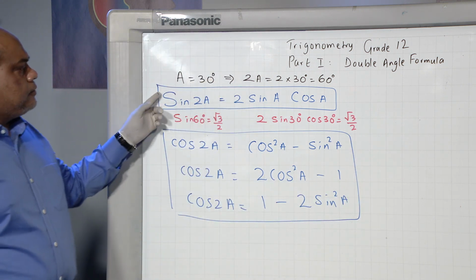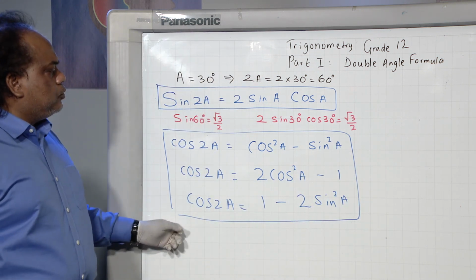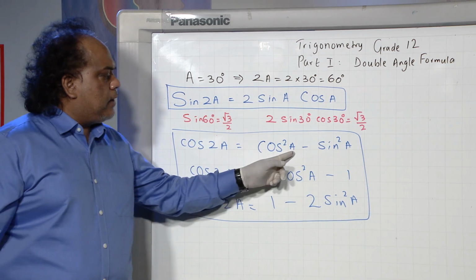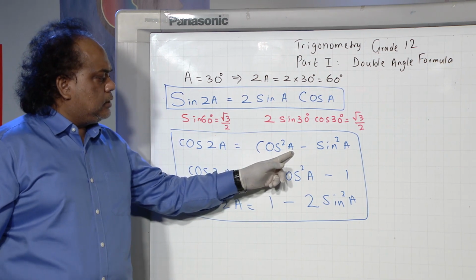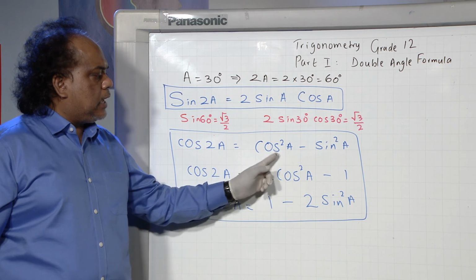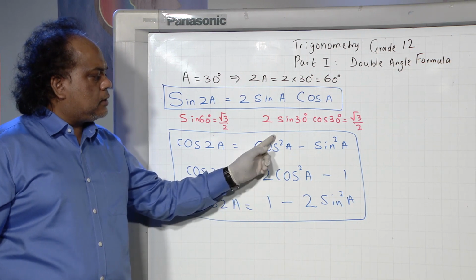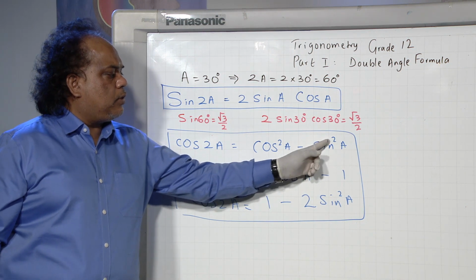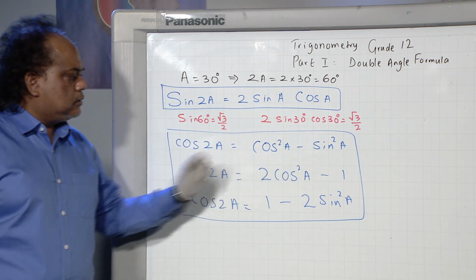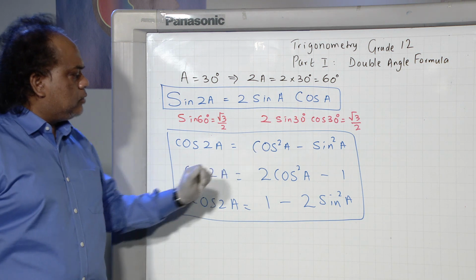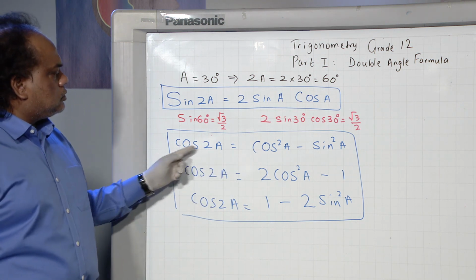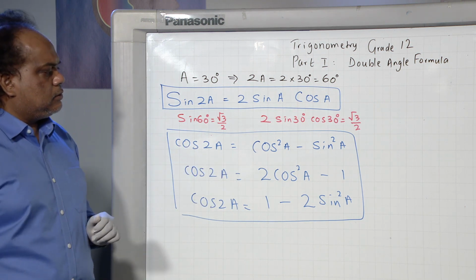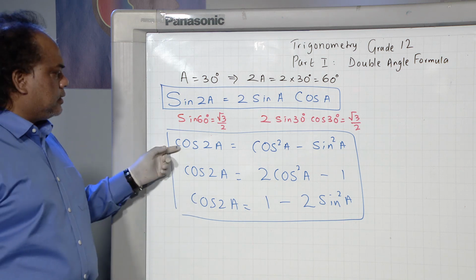Just as above, take your time, do verify. If I replace A by 30, I calculate cos 30 squared, and then I calculate sine 30 squared, I subtract. The answer that I will get will be exactly the same as cos of 60 degrees. You can verify that at home.